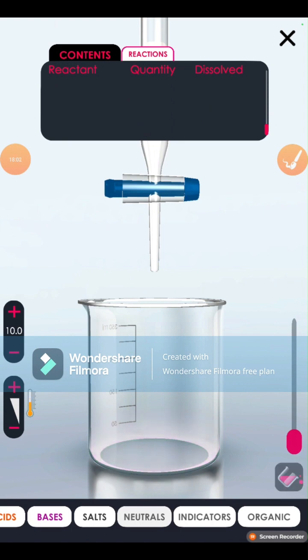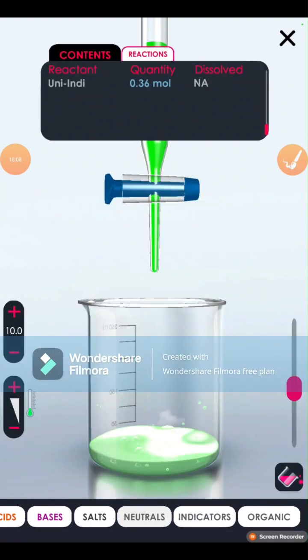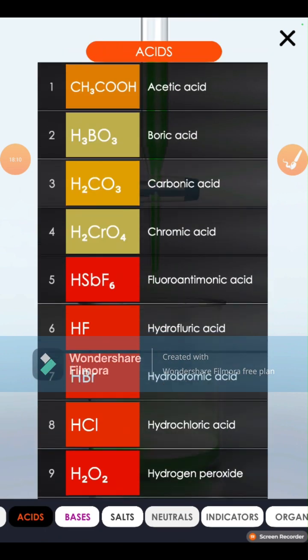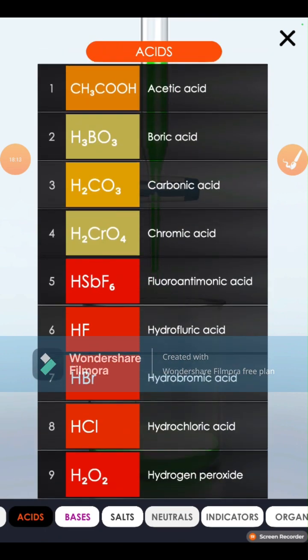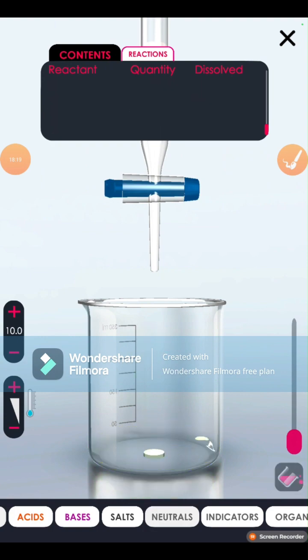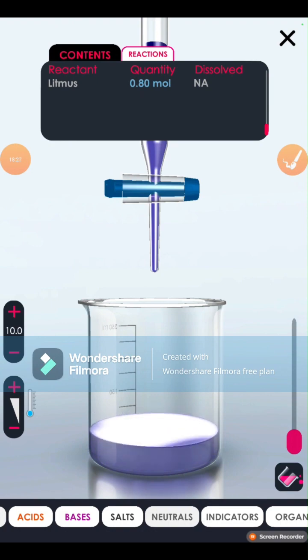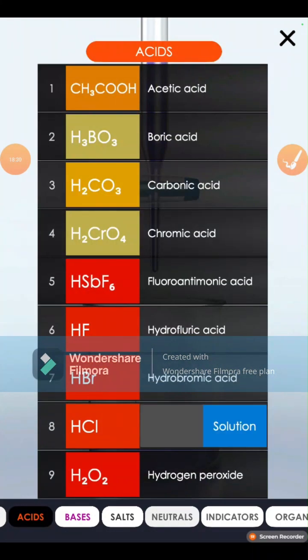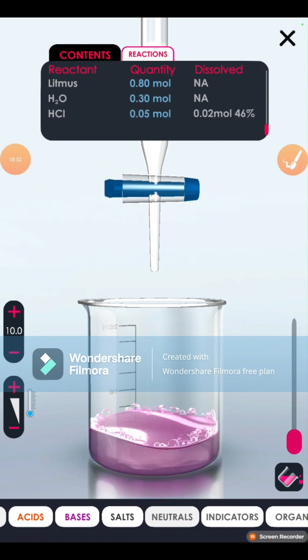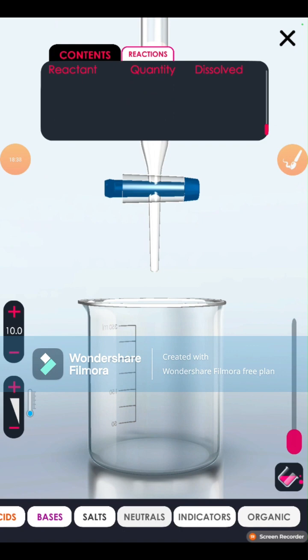So I have removed all the reactants. Now let's try another round. Let's put in universal indicator first, and hydrogen peroxide over here. Sorry, let me put in litmus. Okay, I put in litmus. Now let's put in some acid. Let me put in hydrochloric acid. Okay. As you can see, it is reacting, but in real life, it explodes.